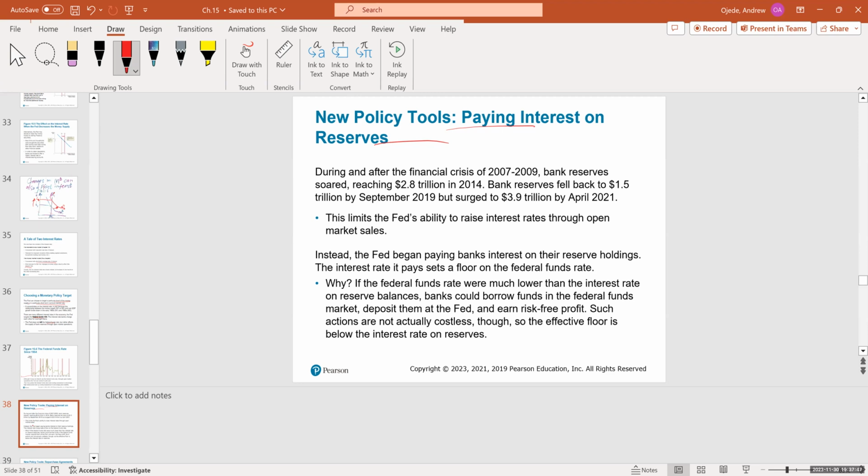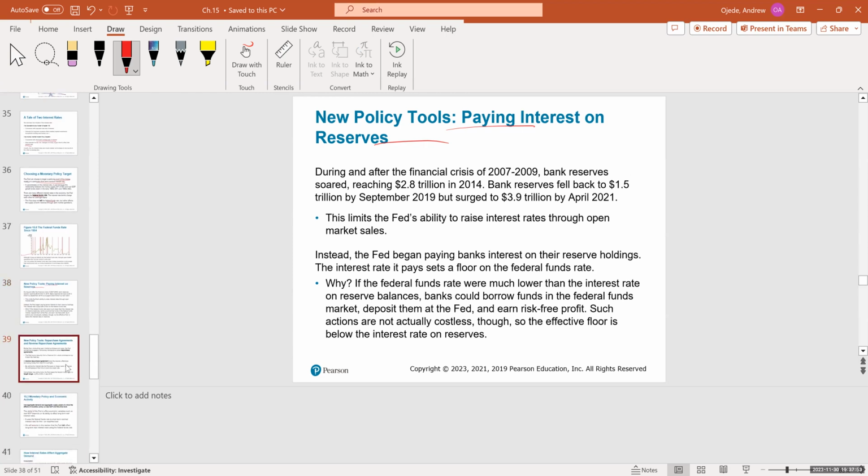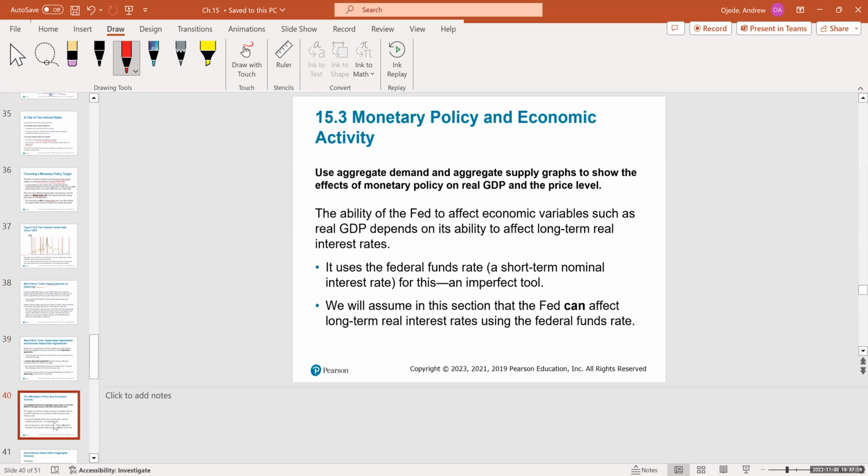That the federal funds rate cannot fall below that minimum threshold. But that is a matter for another class. I talked about repurchase agreements. I don't want to repeat that again.